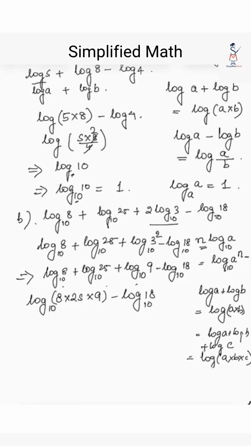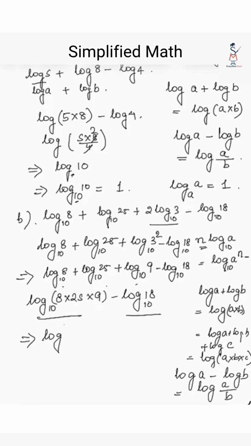Now we know this is log a minus log b. Again, what is the rule? Log a minus log b is log a by b. So the whole will become log of 8 into 25 into 9 by 18. Because it's minus, the numbers inside the log will get divided. So this will become log 100 to the base 10.